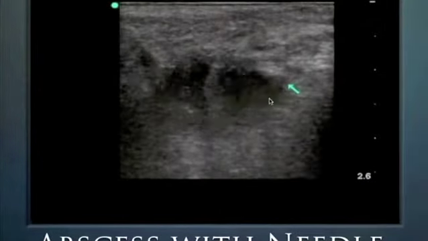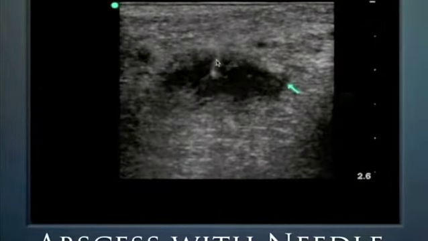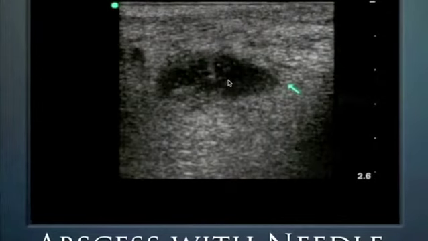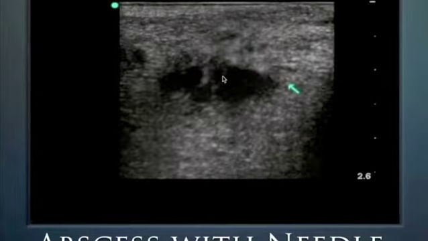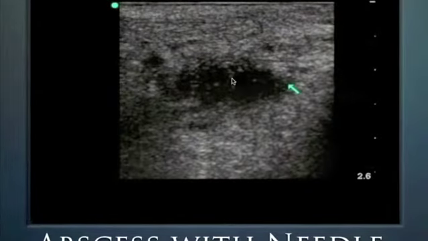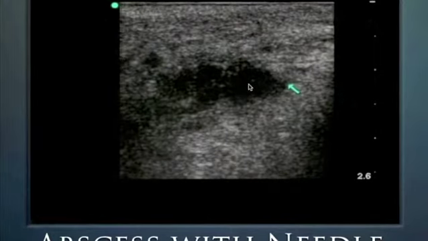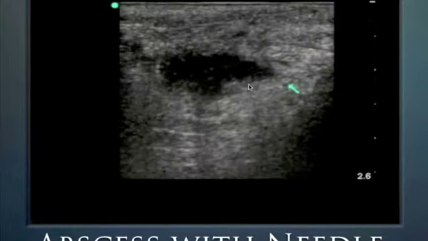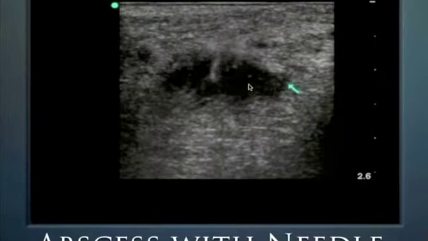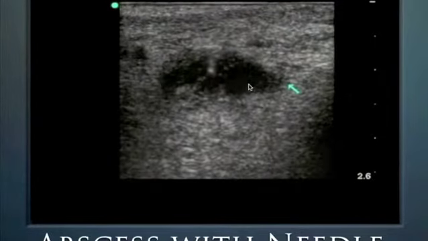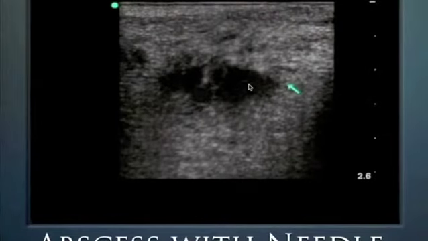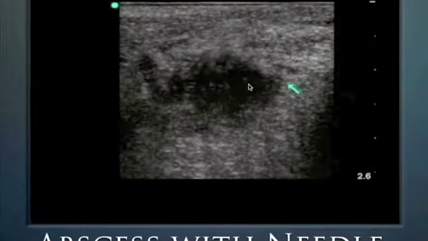Just another example of guiding a needle down to an abscess to confirm that there is actually pus coming out of there, and it's not just a seroma or another type of fluid collection. Also, in some centers, they treat abscesses by needle aspiration rather than an open drainage procedure, if they're small enough, and that's just what's happening here, just ultrasound-guided needle abscess drainage.